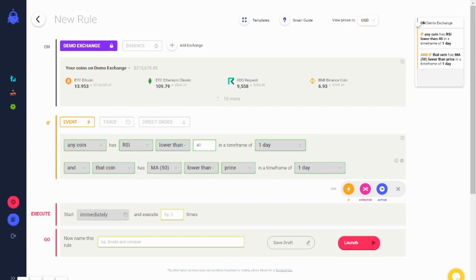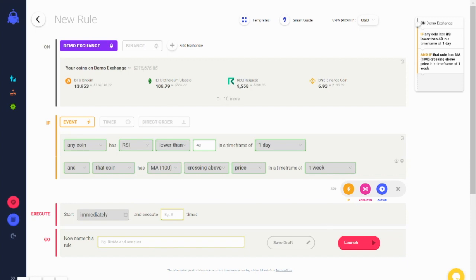For example, you may want to buy the short-term dip on a low RSI, like here, while the price is above the MA50, let's say, or let's say MA100, on a higher time frame, such as 1 week. That's just one example of many.